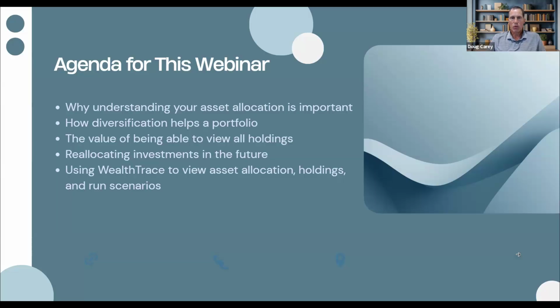All right, agenda today. Well, I want to explain why your asset allocation is so important. We'll talk about diversification and how it helps your portfolio during volatile markets. We'll go through the value of being able to view all of your holdings and understanding what you own. We'll talk about reallocating investments in the future and how you can do that inside the WealthTrace software. And we will also use WealthTrace to view your asset allocation of a sample plan, that is, all the holdings one owns, and then we'll run some asset allocation scenarios.